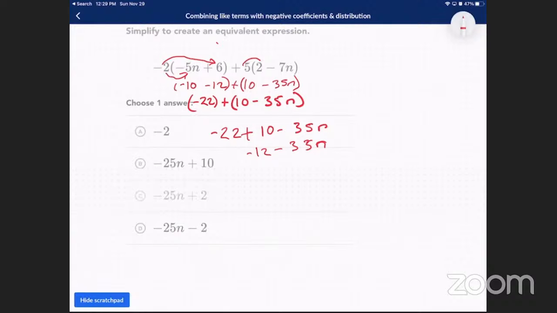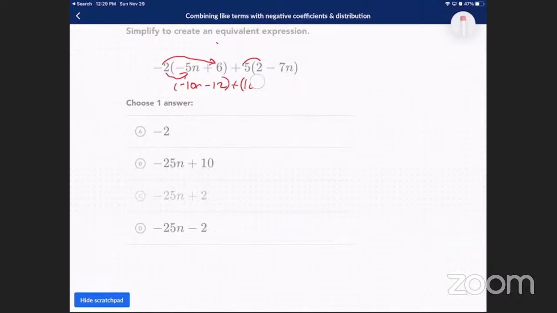Did I do that? I think I multiplied something wrong. Let me see. Right, I didn't put this. Yeah. Yep. Okay.